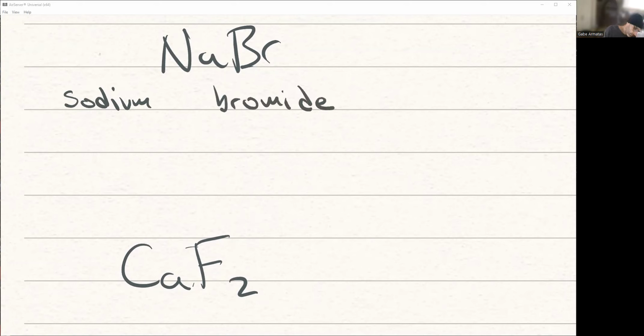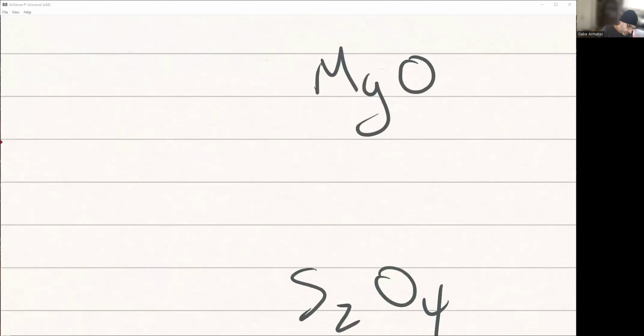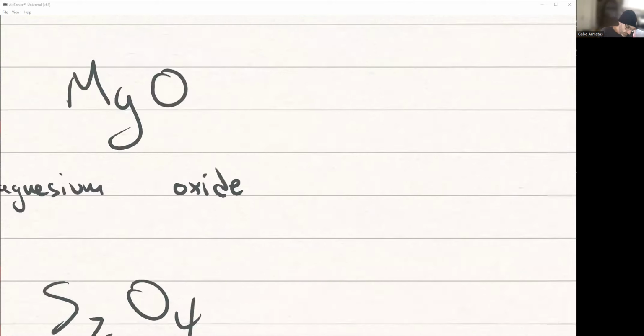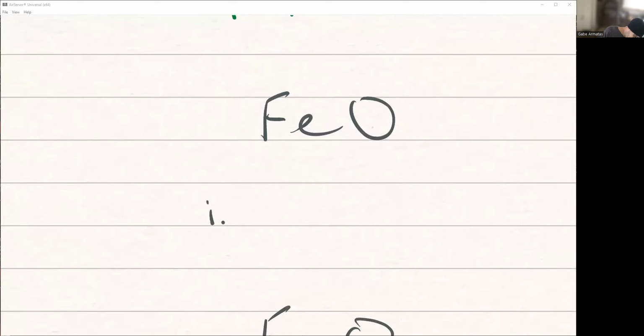So sodium bromide. Second one, instead of bromine, I get rid of that ending and replace it with an ide ending. So it's just going to get an ide ending. So sodium bromide. Magnesium oxide, again leaving space in front of both of those just in case I need it. Iron oxide.